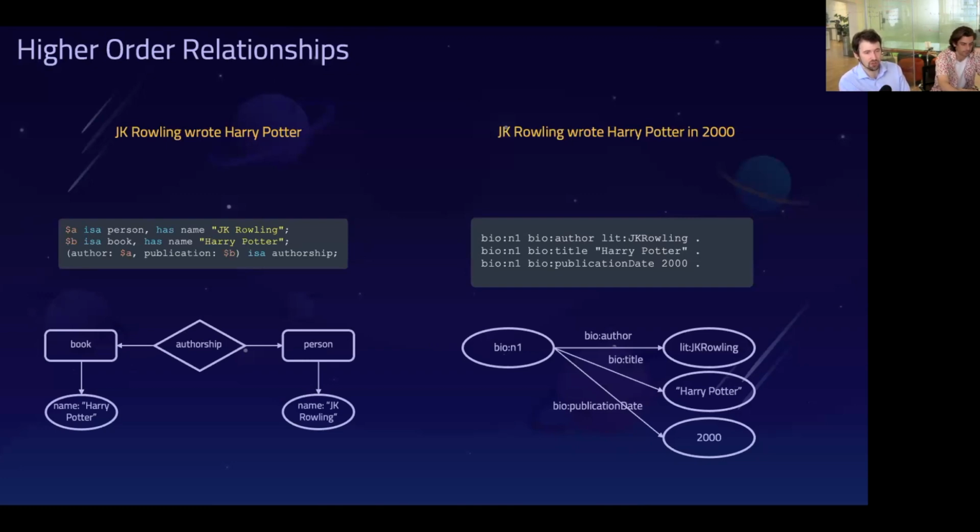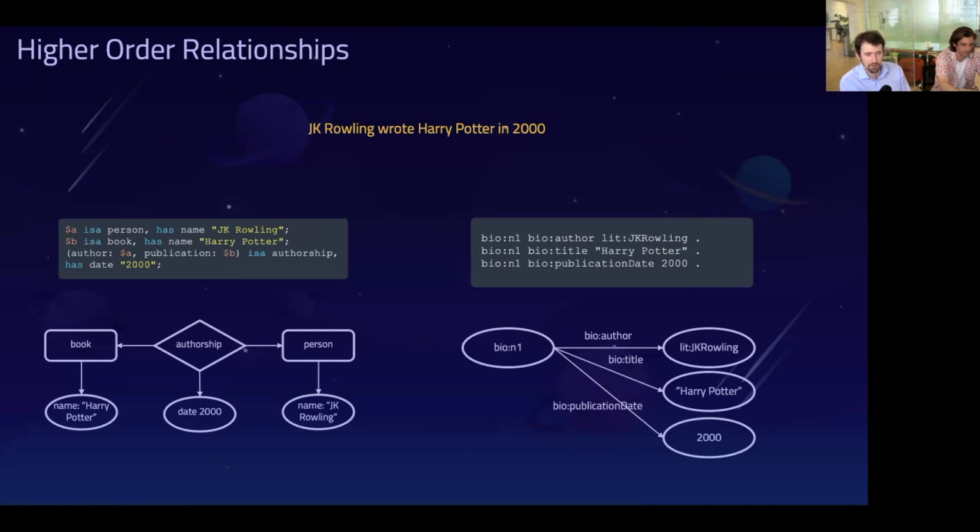So the initial sentence, J.K. Rowling wrote Harry Potter, can quite easily be represented again as a book connected to a person through an authorship relation. But then if we want to say something about that relation itself, we simply add an attribute to that authorship relation. And the attribute here that we add is of type date with value 2000.